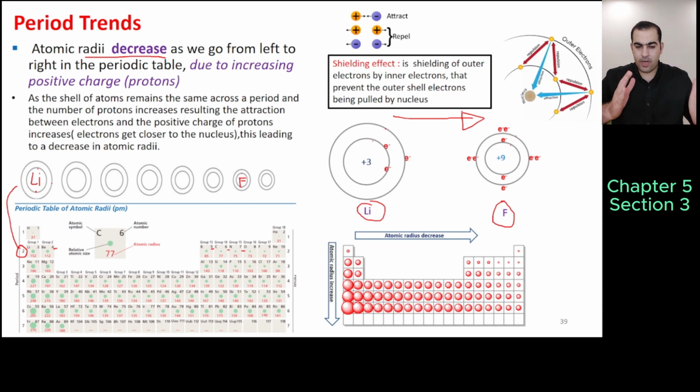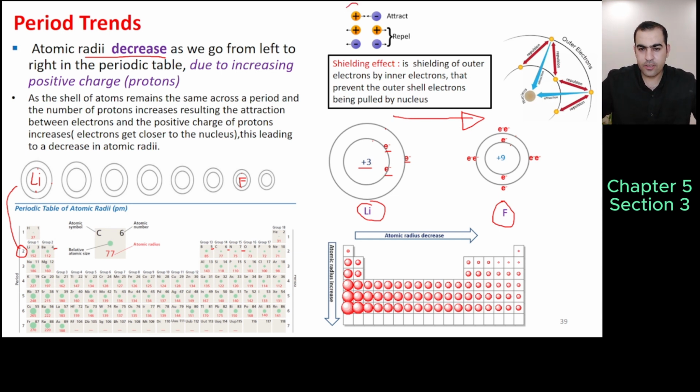Lithium is from the left, fluorine from the right. So across the period, the number of shells stays the same. When the number of shells stays the same and the protons number increases, what increases? Attraction increases. What does attraction mean? This is the number of protons. Protons have positive charge. This is the electrons number. So between protons and electrons, we have attraction. They attract each other.